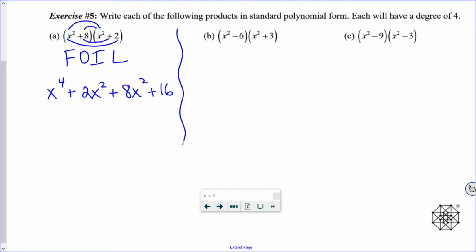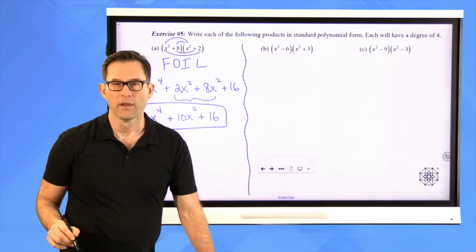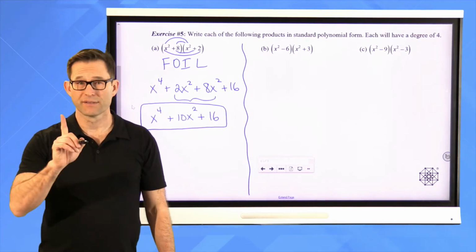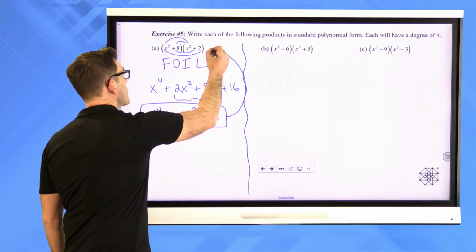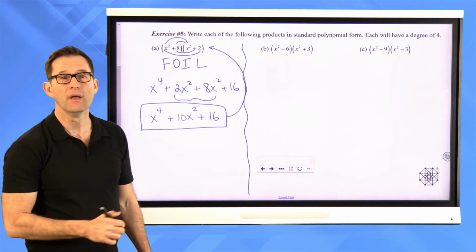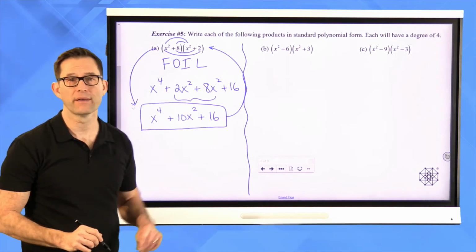Just like with linear binomials, the only two things that will combine are these two. 2x squared plus 8x squared is 10x squared. 2 ducks plus 8 ducks are 10 ducks. And we just get that trinomial. As a sneak peek for exercise 6, we're going to want to go backwards. When we FOIL, we go this way. When we factor, we go that way.